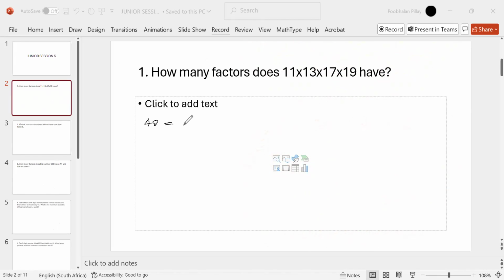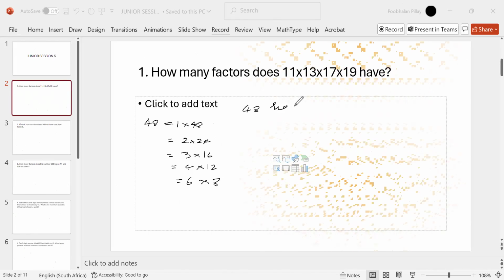If you want to write down the factors, you'll say it's 1 times 48, 2 times 24, 3 times 16. You'll go through all the numbers from 1 onwards. 4 times 12, and then 5 doesn't go into it, but 6 certainly does. 6 times 8, and that's it. If you go beyond that, you already have 8 here. 7 doesn't go, and 8 is already done. So you have these factors. And how many factors have you got here? 5 plus 5, which is 10. So 48 has 10 factors.